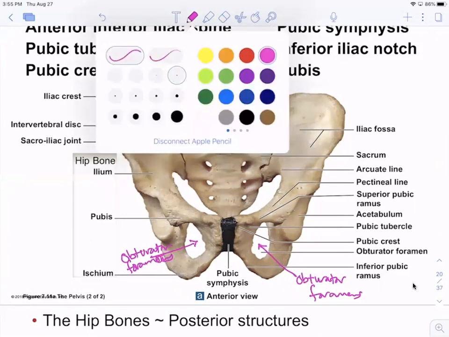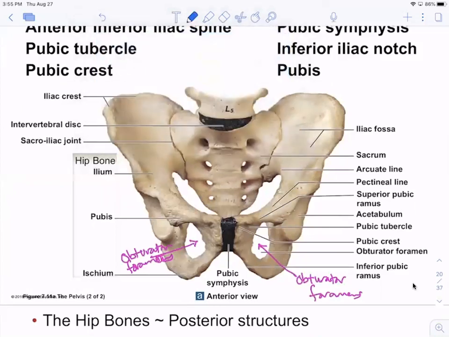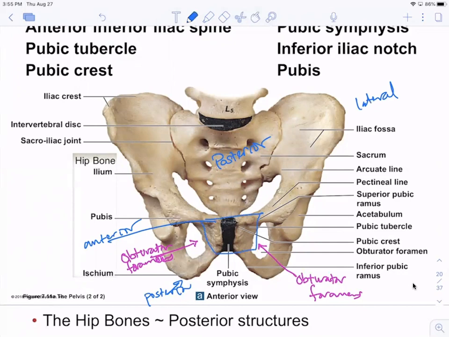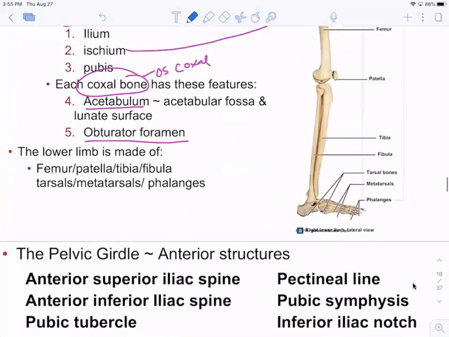And again, I want to orient you to the fact that these are posterior, and this is going to be anterior, right? And so this is lateral. This is obviously posterior, right? So the sacrum is posterior, and the pubic bone is anterior. So the os coxae is one of them.